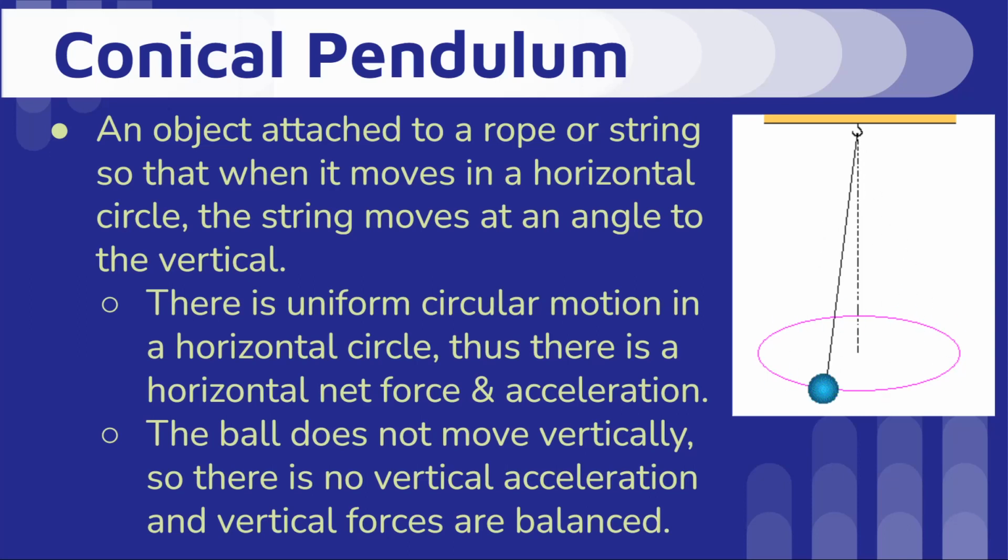It is an object attached to a rope or string so that when it moves in a horizontal circle, the string moves at an angle to the vertical. And I have a picture or an animation up here of what that would look like with an object. This one's like a blue sphere that is attached to this string, and it's moving in uniform circular motion, okay, as it is suspended from the ceiling.